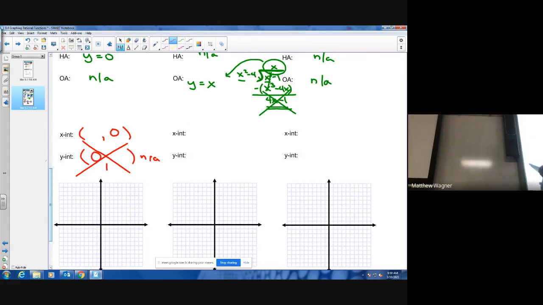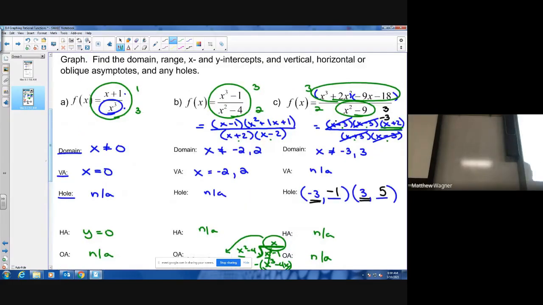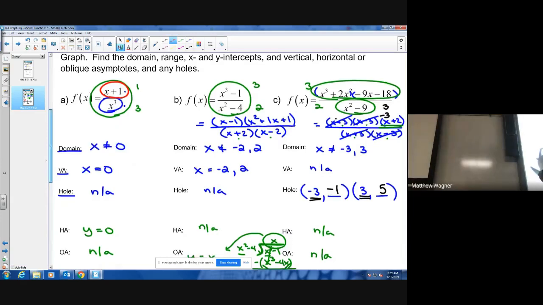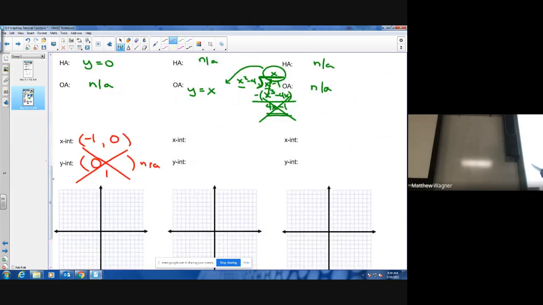The x-intercept, you guys, super easy because we have fractions, right? How does a fraction equal 0? Well, it only equals 0 if the top equals 0. So what value of x is going to make that 0? Negative 1. Again, super easy concept to kind of think about.